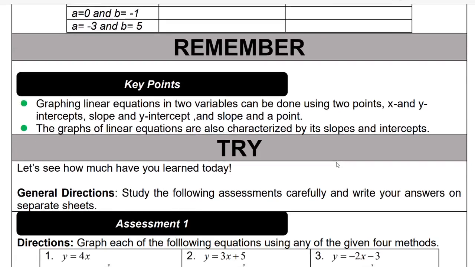Okay, here. So, the key points to remember: graphing linear equation in two variables can be done using 2 points, the x and y-intercept, slope and y-intercept, and the slope and a point. So, there are 4. Pwede rin x and y-intercept. Pwede through slope and y-intercept. And pwede slope and a point. The graph of linear equations are also characterized by its slopes and intercepts.